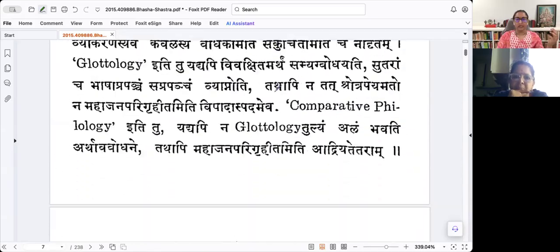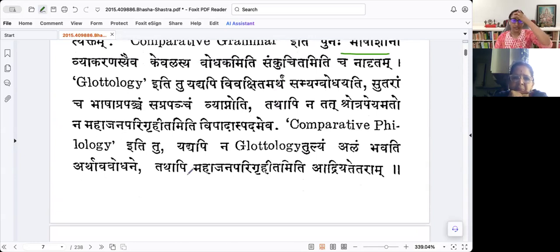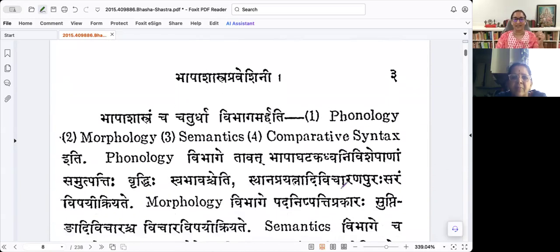Anyway, that's fine. So comparative philology, even though it is not as encompassing as glottology, see, glottology covers much more than comparative philology. Still mahajana parigrihitam iti adriyate taram, people were studying philology like anything all over Europe and India. It was a very big thing at one point. That is why he has written this text at that time.